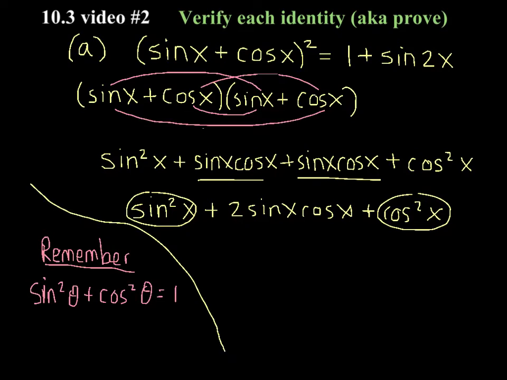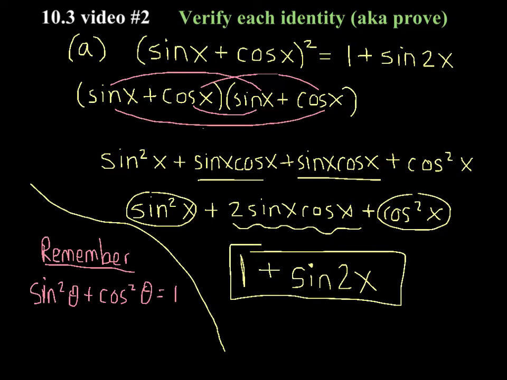Let me just draw a little thing. So 1 comes from the 2 circles, plus this guy here is, yes, you're right, the sine double angle. So I'm going to write sine 2x. And there it is, the right-hand side. So I'm going to put the little QED. So I hope that was just as easy for you as it was for me.